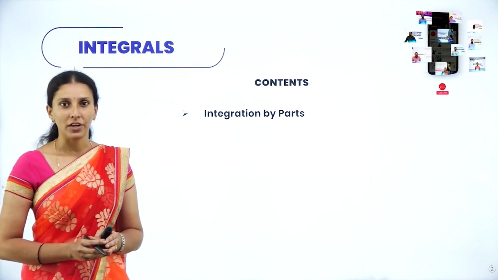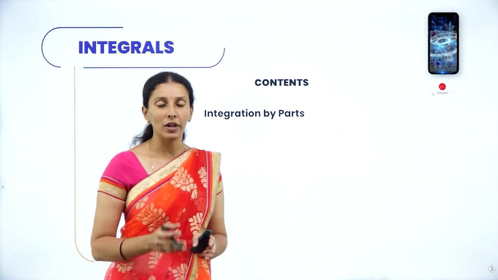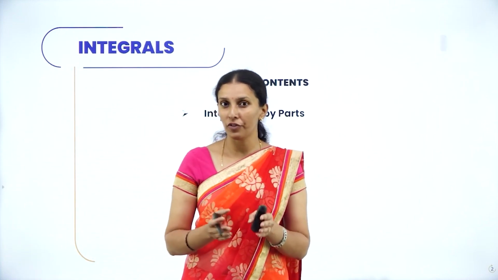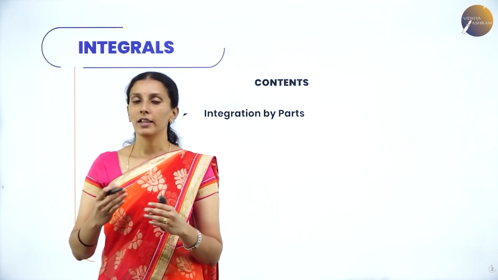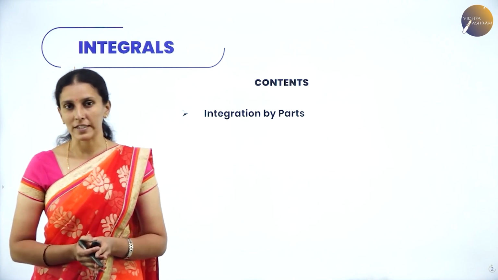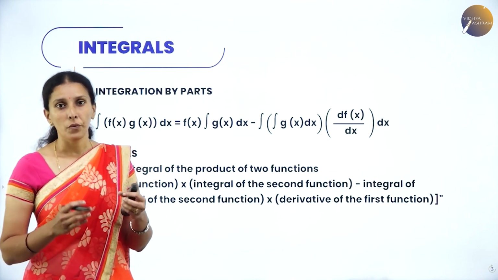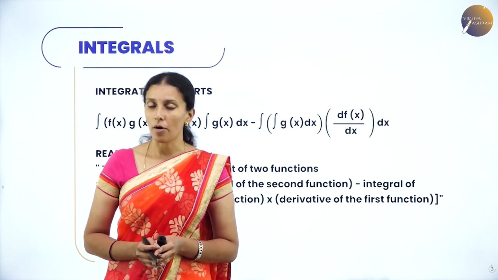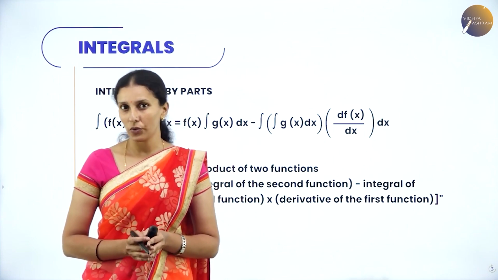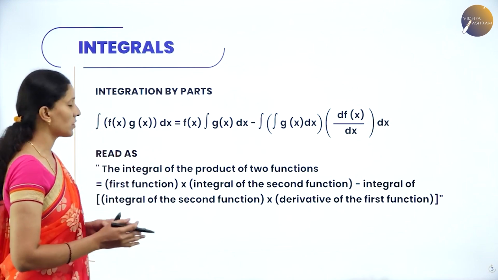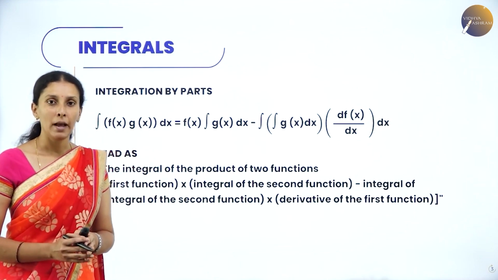So in differentiation, you have learned the product rule as well as quotient rule, whenever the two functions are in a product form or a quotient form, that is in the form of f of x by g of x. Now here, suppose two functions are in product form, then how are we going to integrate with respect to x? So here is a rule which is called integration by parts.